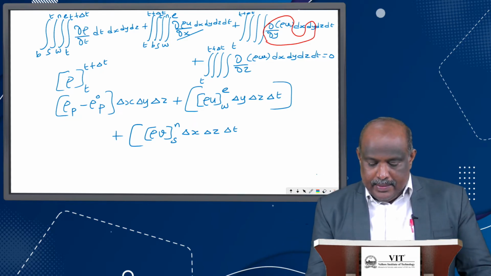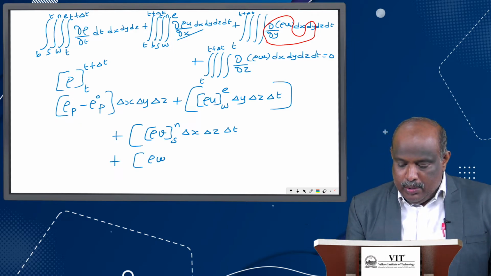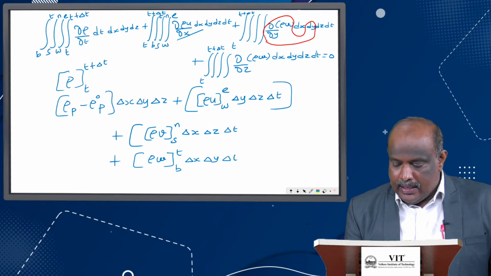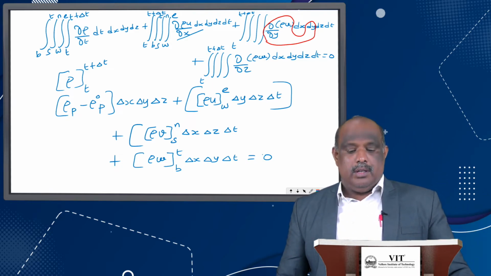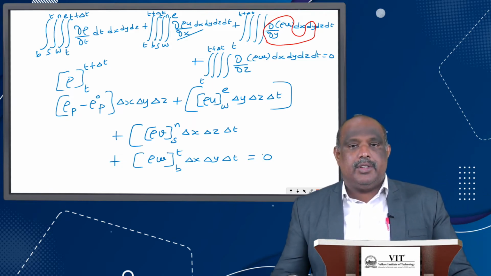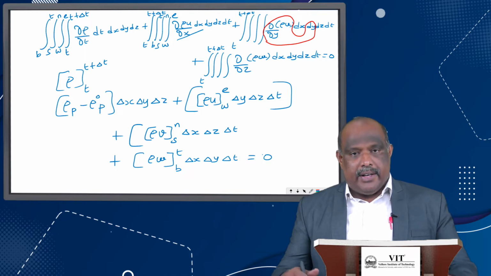Plus the last term, it will be rho w, where the limits of integration are from bottom to top. It will be delta x delta y into delta t is equal to 0. So after integrating this equation, I am going to divide this entire equation by delta t. Please listen here. I obtained the equation after integrating.